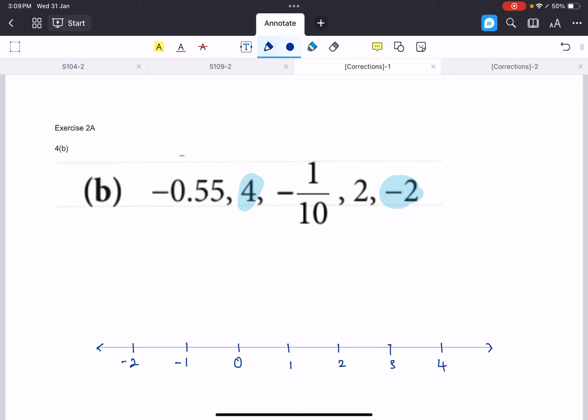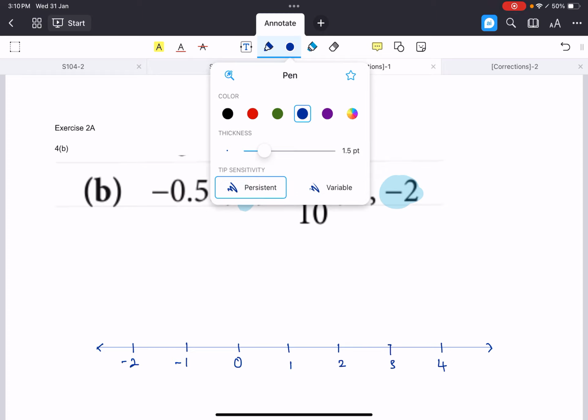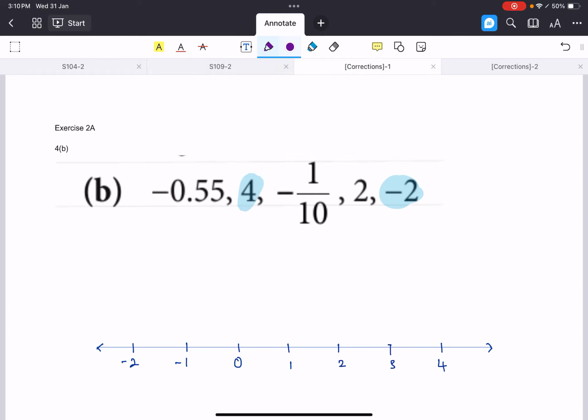So the first one is -0.55. So -0.55, let's use a different color so that it's more obvious on your screen. It will be somewhere around here, right? This portion here in between 0 and -1 is 0.5, so slightly less than that. To the left, less than that. So over here will be -0.55. So I can label it, right? This is -0.55. And then the next one is 4.